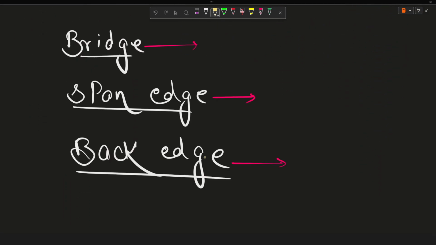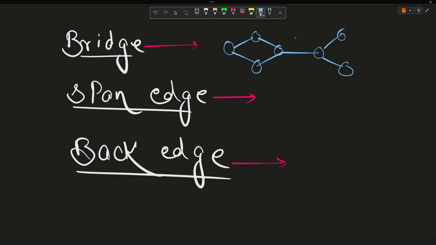Let us now discuss these 3 terms first. The first is bridge. So what is a bridge? A bridge is nothing but one of the edges in the given graph, upon removal of which the total number of components increases by 1. So what does that mean? Let me explain with an example very quickly, so it is not a very hard thing.